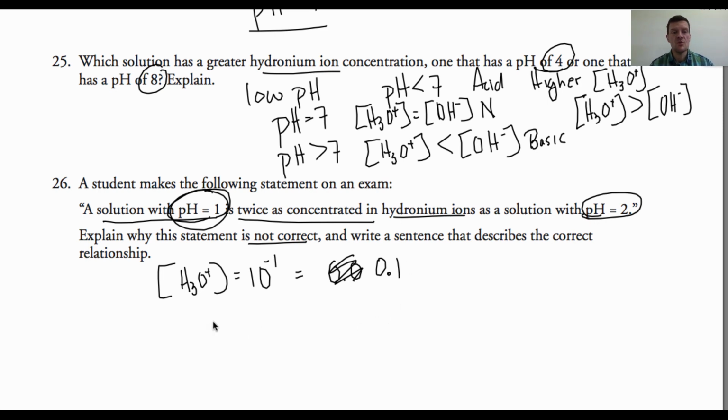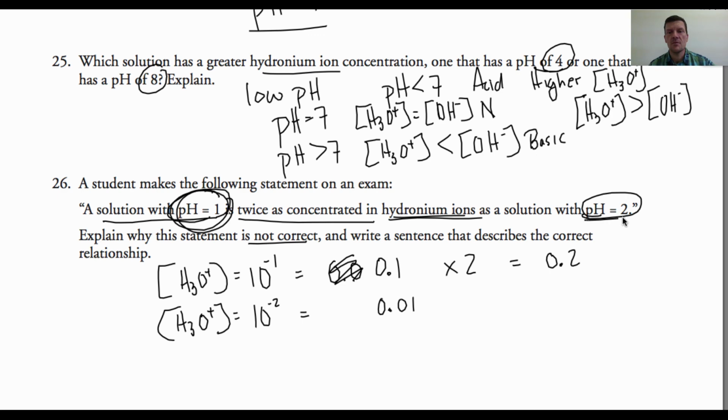Okay? If the pH is 2, that means the concentration of hydronium ions is 10 to the negative 2. That value is 0.01. Well, that's not double. If you take 0.1 and you multiply by 2, you get 0.2. No. If you have a pH of 2, it means actually that it is a factor of 10. So a solution that has a pH of 1 actually has a hydronium ion concentration 10 times greater than a solution that has a pH of 2. Okay? So 0.01 times 10 would give you the 0.1. Not 0.01 times 2. So this 0.1, a pH of 1, is actually 10 times greater than a solution that has a pH of 2.